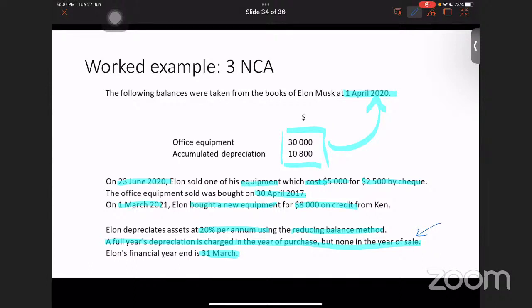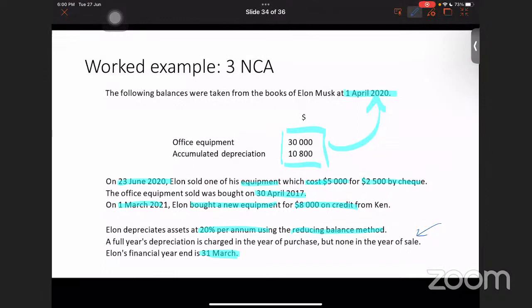Same thing for the year that I sell. Let's say I sell maybe 3 months after my year end, I don't count depreciation. So in the year that I sell, I do not count depreciation. I just take it as 0. No depreciation in the year that I sell. So that's what this sentence means. When you see this sentence in the exam, it's a good thing. You should be happy.